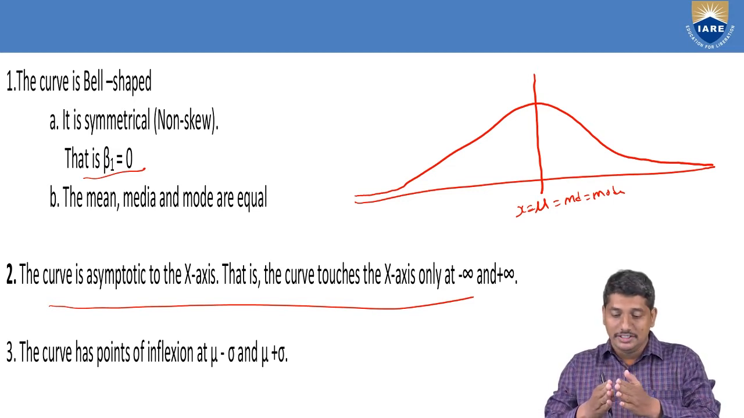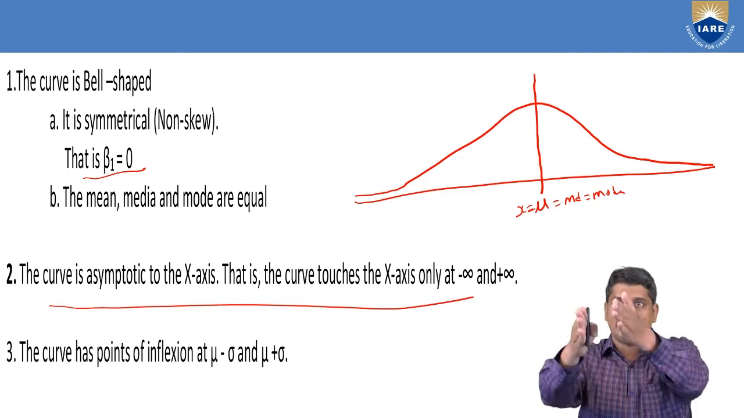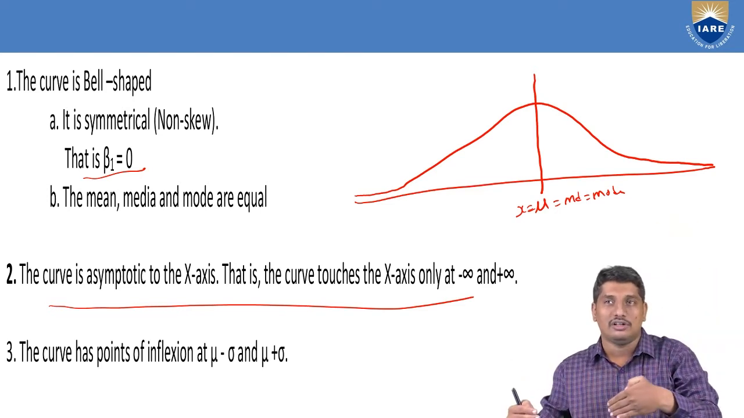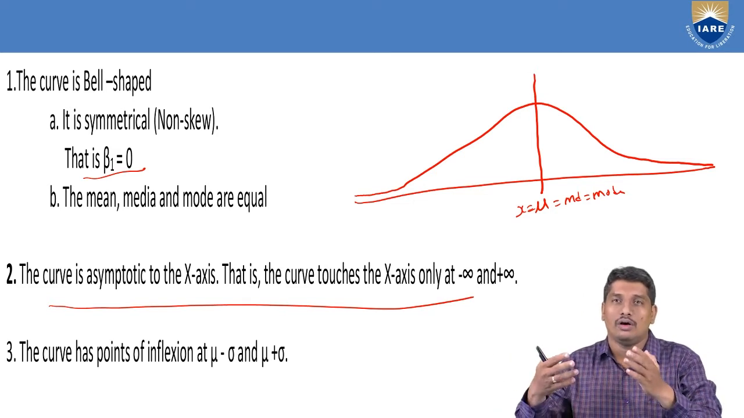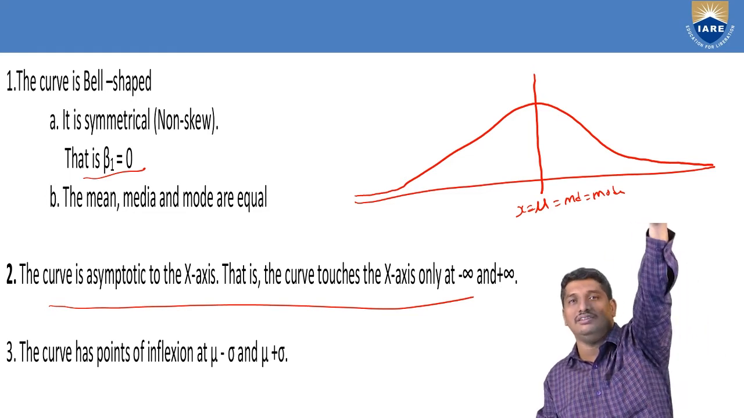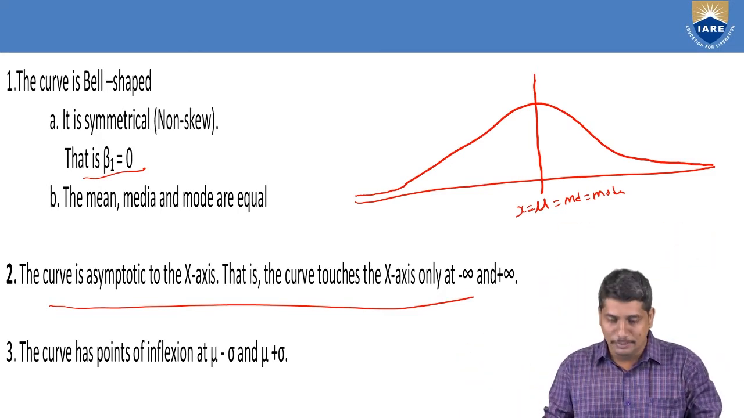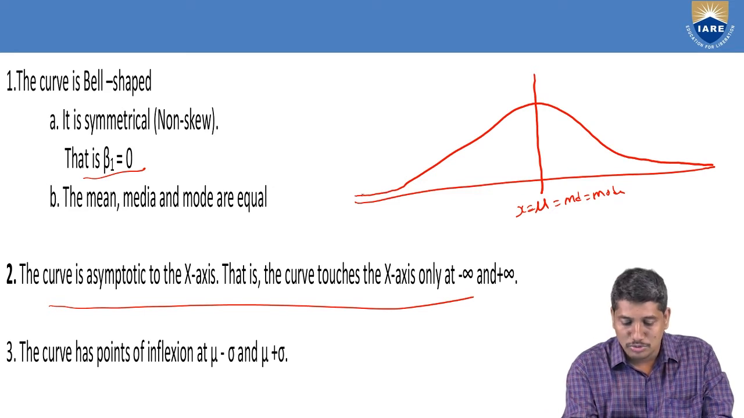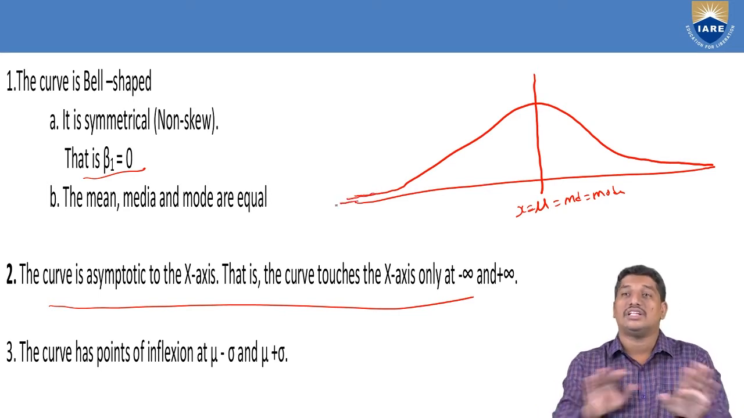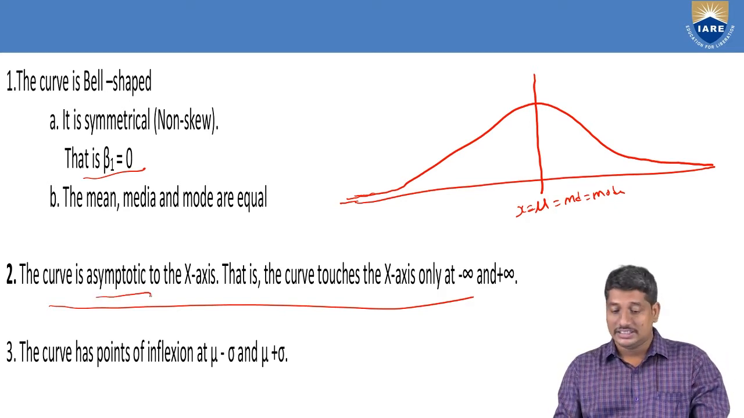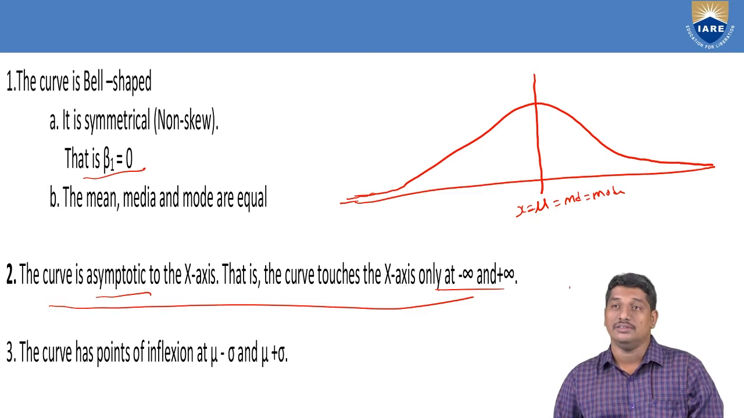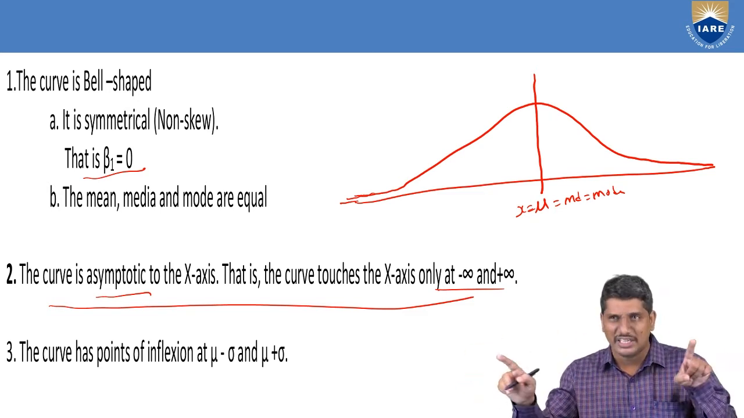Asymptotic means it seems that they will touch at some point, but they never touch. Like our sky and earth: when you are standing on a beach, you will find that the sky and earth seem to meet somewhere, but they never meet. In the same way, the x-axis seems to touch the normal curve at some point, but it never touches. They get closer and closer, but never touch each other. That is called asymptotic nature. The x-axis is an asymptote to the normal curve, that means it is a tangent at infinity.